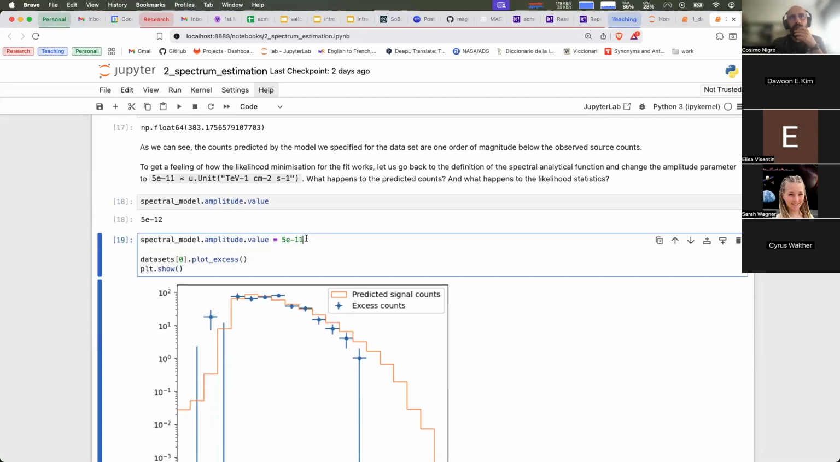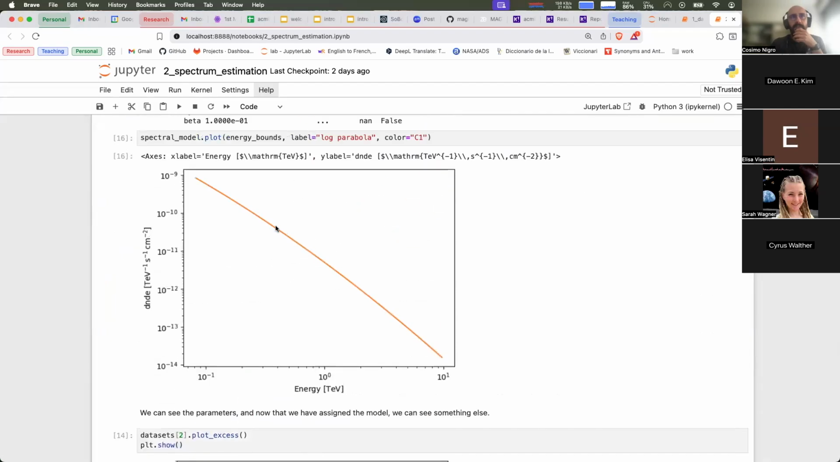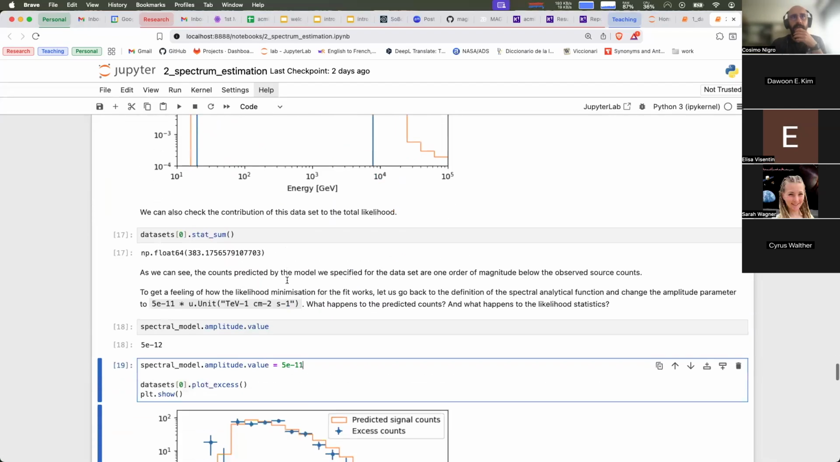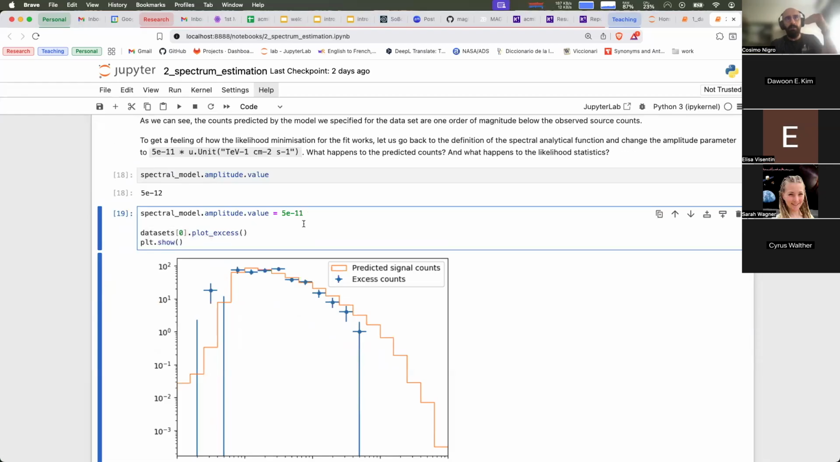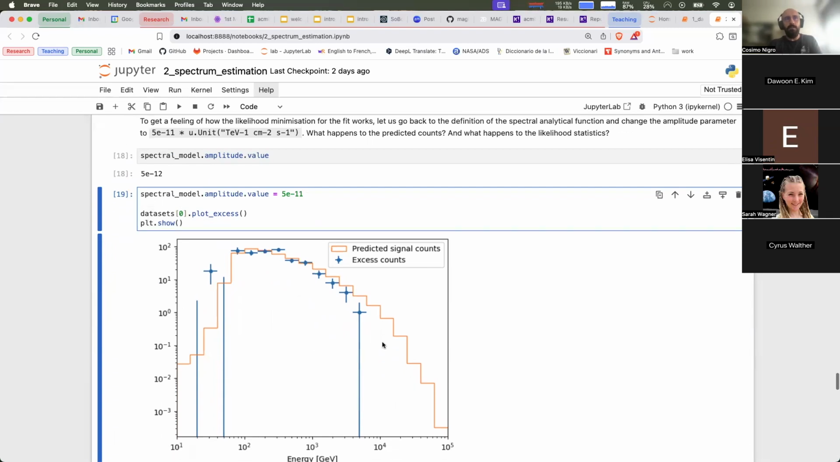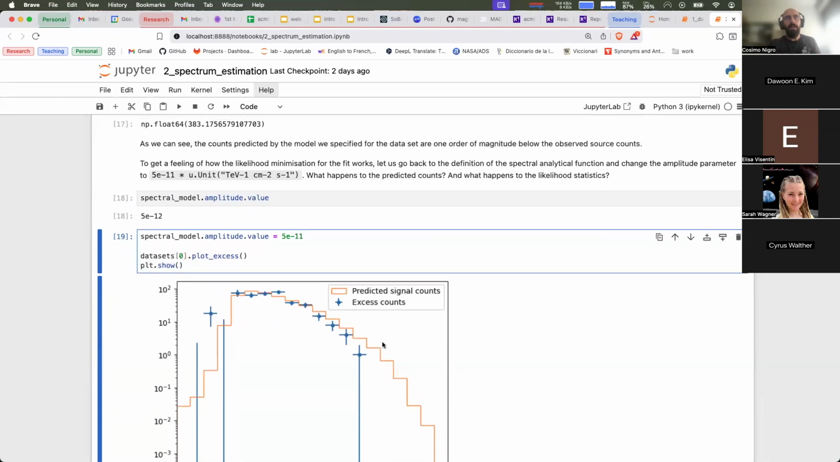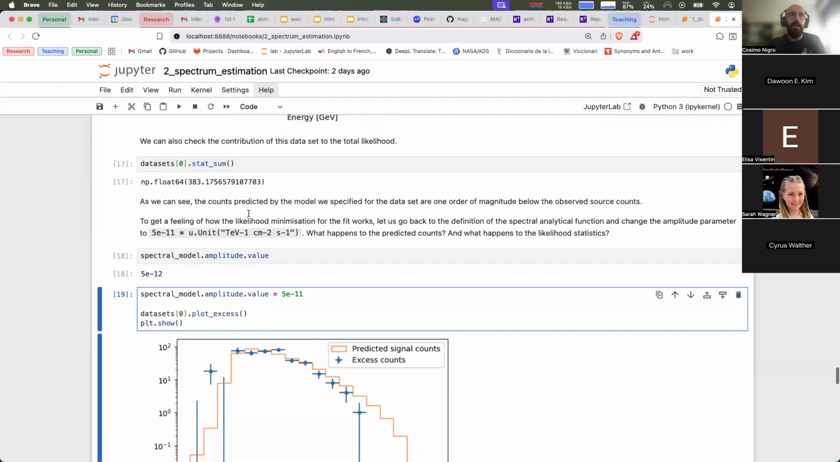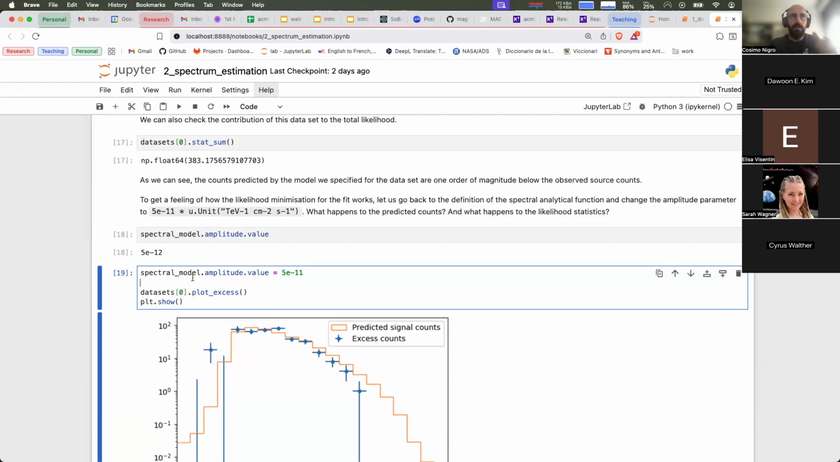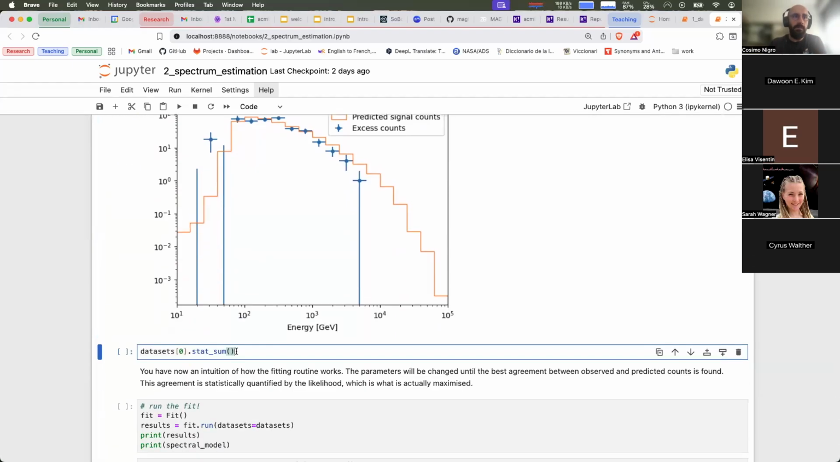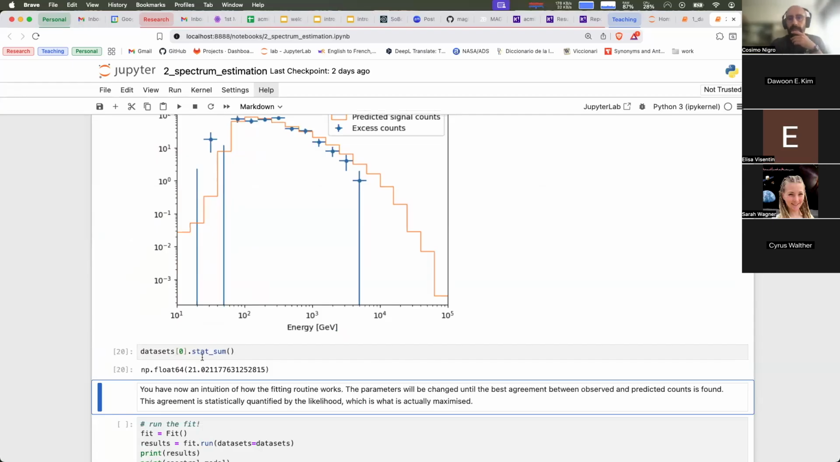Is it clear what I've done? So I just scaled up this model. I've assigned it a new amplitude parameter. And as you can see, when I increase the flux and pass it through the IRF, I get a better description of the data. Maybe it's still not optimal, but it's much better than before. How can I quantify how better it is? Through the likelihood. So before, with the parameter 5 10 to the minus 12, I got 383 for the likelihood. And if I increase that parameter, I obtain 21. So big improvement in that.